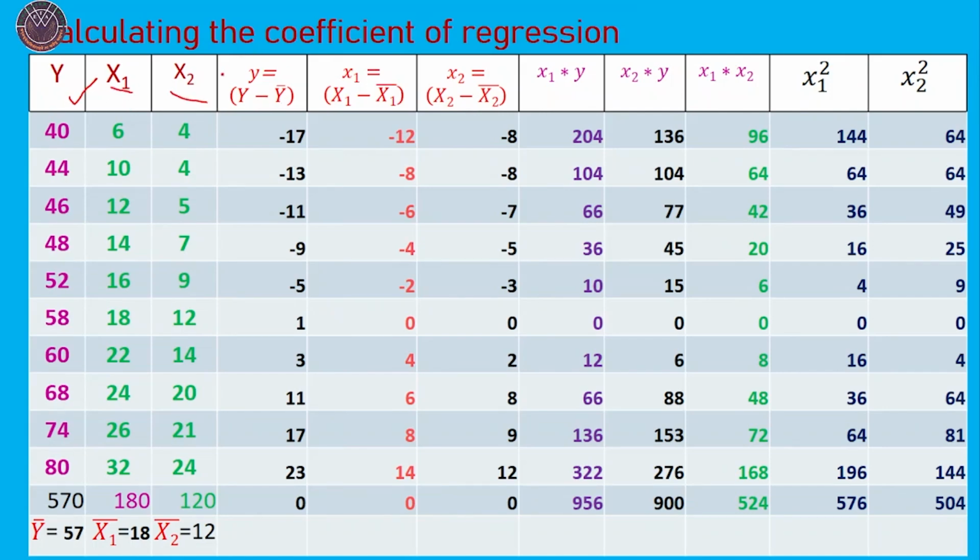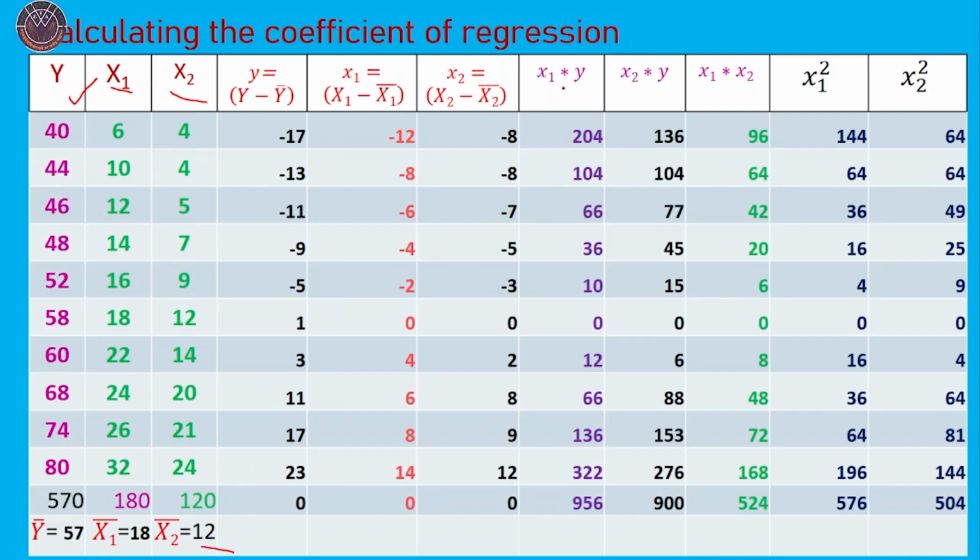Then we have to get the deviation form. We have to get small y, small x1, small x2. The formula is already written there. Small y is capital Y minus y bar, which is 57 in our case. Similarly, small x1 is each capital X1 subtracted by the mean of x1, which is 18, and small x2 is x2 minus the mean of x2, which is 12 in our case.